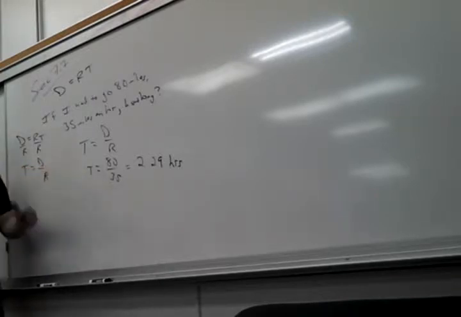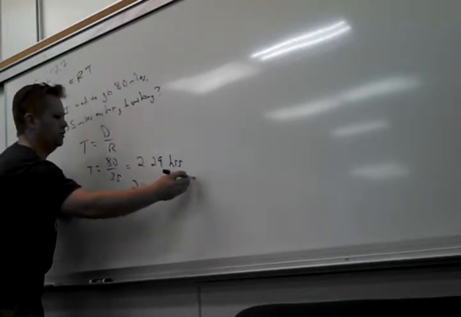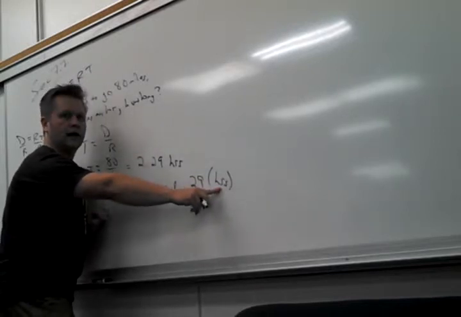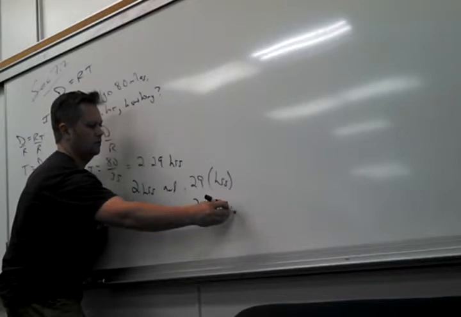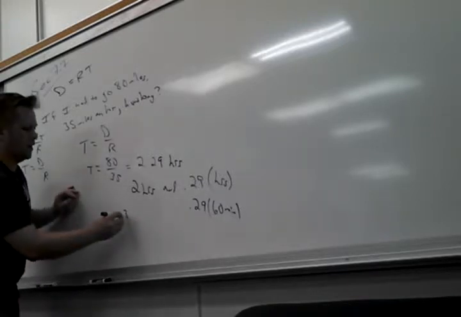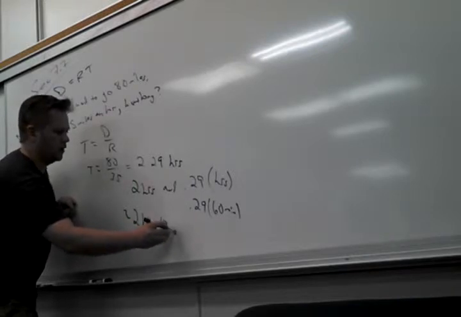A third of an hour. So 2 hours and 0.29 hours. Well, how many minutes is an hour? 60. So this is 0.29 times 60 minutes. What's 0.29 times 60? Yeah, almost 18. So I'd say about 2 hours, 18 minutes almost, 17 if you round down.